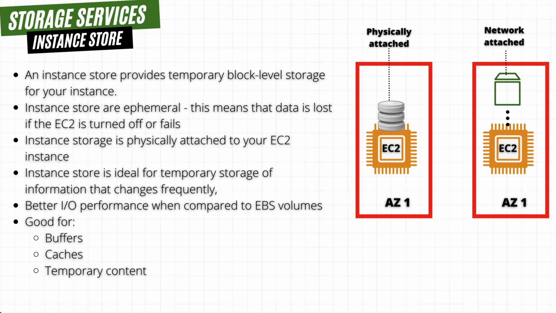The main idea I want you to get from this video is that if you need low latency, hardware attached, and high performing access to your data, and you don't mind losing it in the event of an EC2 instance failure or an outage, then you could use instance store volumes to temporarily store this data. But if you need access to your data at all times, even when the EC2 instance fails, then you will want to use EBS volumes instead.